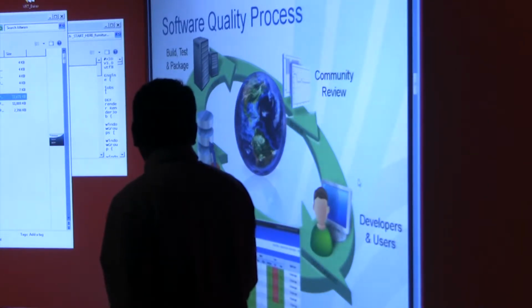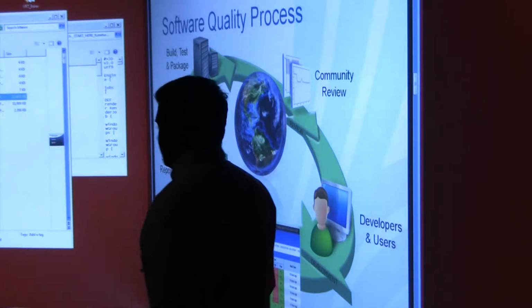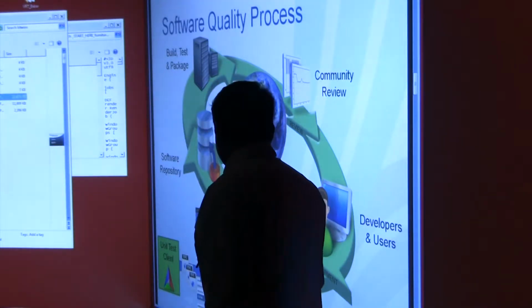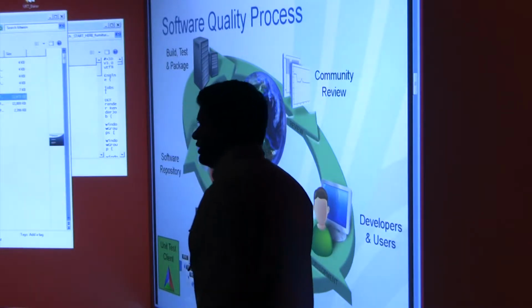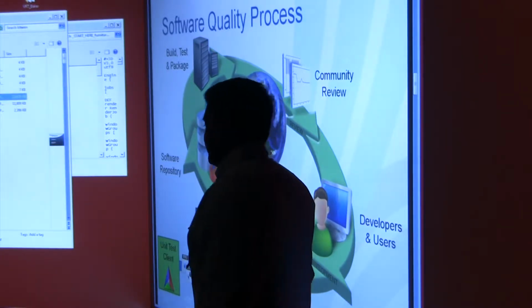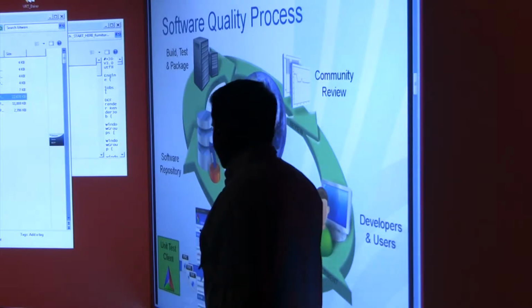So this is showing the dashboard here. This is how the dashboard looks. The green shows you that everything is working and tests are passing, and the red shows that there's an error. It could be a configure error, it could be a build error, or it could be a test failure.